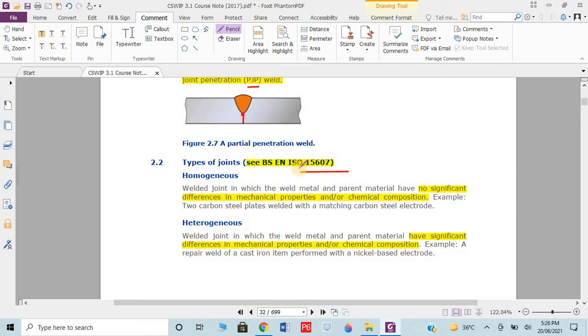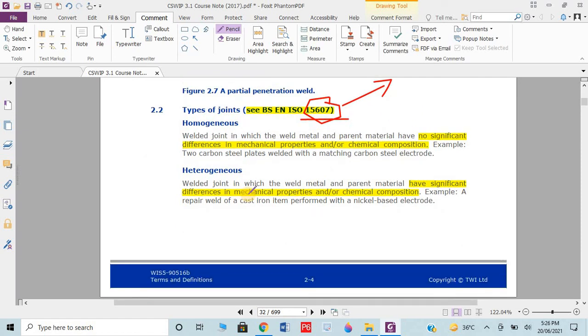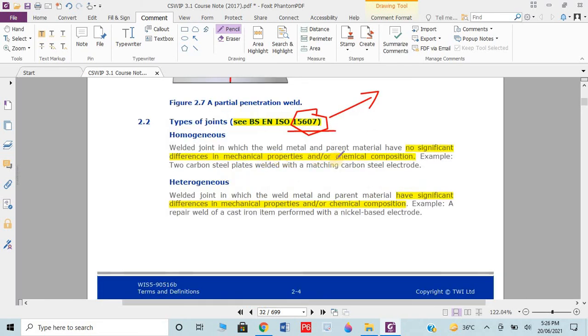For types of joint, go through ISO 15607. I will also make a video for all codes and standards. You can follow that video. Then we have homogeneous and heterogeneous. Homogeneous: if the mechanical and chemical properties of materials A, B and the weld metal electrode are the same, then it's known as homogeneous, meaning same.